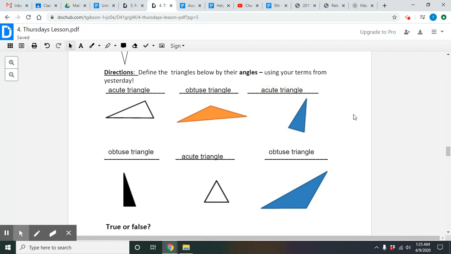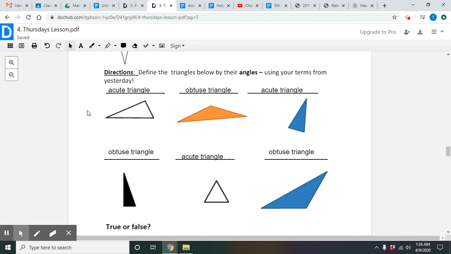So of course, what were the three angles that we worked on yesterday? Exactly: acute, right, or obtuse. So what does acute mean again? Exactly. Acute triangles have three acute angles, a right triangle has two acute angles and one right angle, and lastly, an obtuse triangle has two acute angles and one obtuse angle.